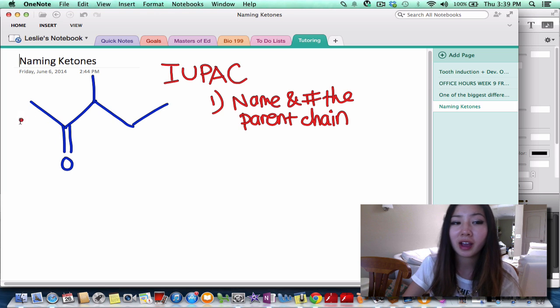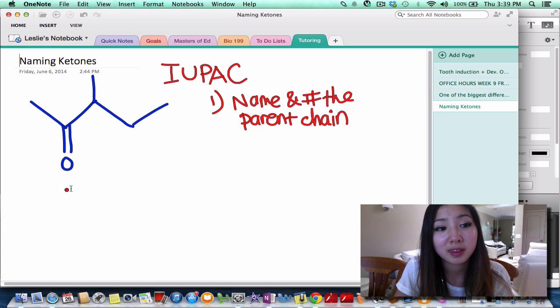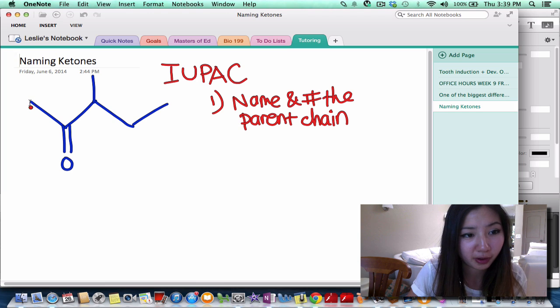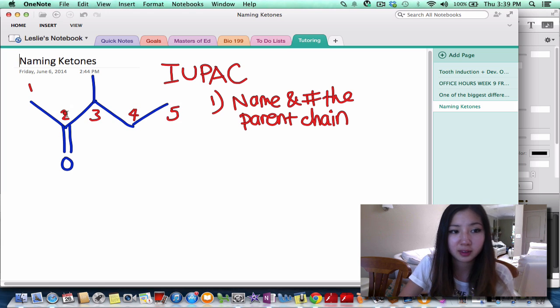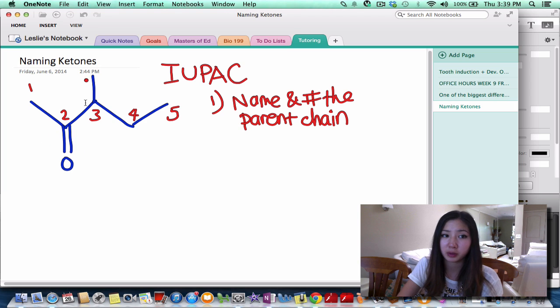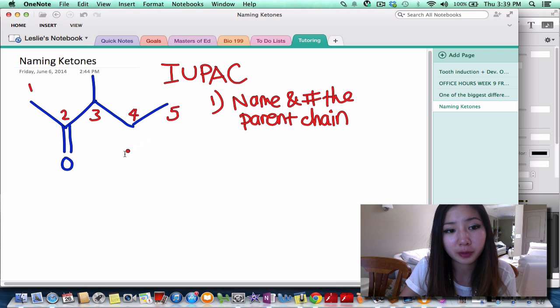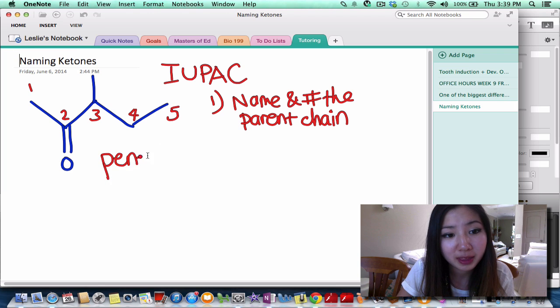2, 3, 4, 5. The way you want to number it is by putting the substituents, which is this carbonyl group and this methyl group, at the lowest numbers. And so we would number it like this: 1, 2, 3, 4, 5, because this way gives this carbonyl group a 2 and this one a 3. If we go the other way, we're looking at a 3 and a 4 numbering, and that's not the way we want it. So 5 carbons, right, that corresponds to pentane.